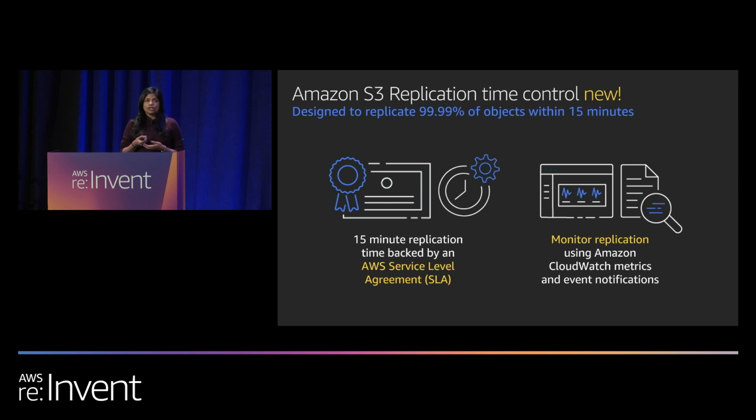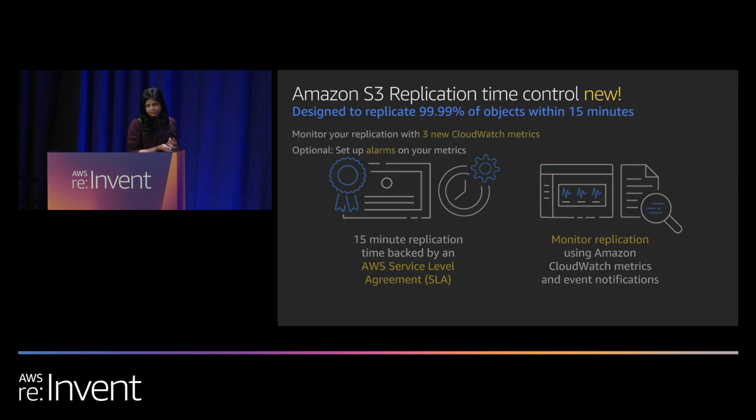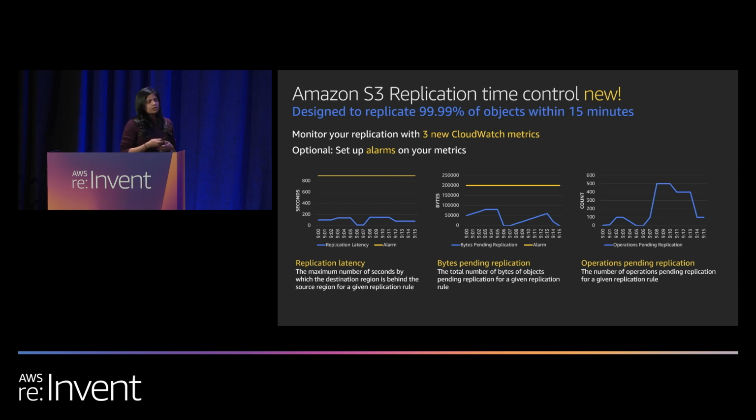Replication time control builds on and works with all the capabilities of S3 replication and adds a new set of CloudWatch metrics that gives you insight into your replication activity. Let's take a look at what these metrics are. These new replication metrics, which you can view in the S3 Management Console or CloudWatch, give you the number of objects that are pending replication, the number of bytes that are pending replication, and the maximum replication time to the destination. These metrics are provided for each replication policy you configure with replication time control.